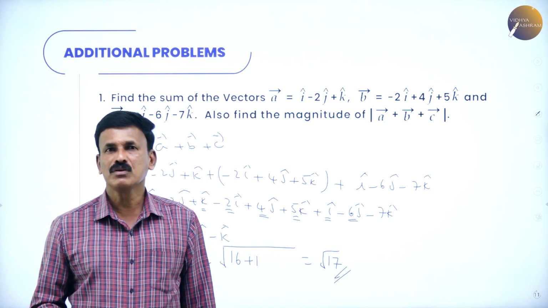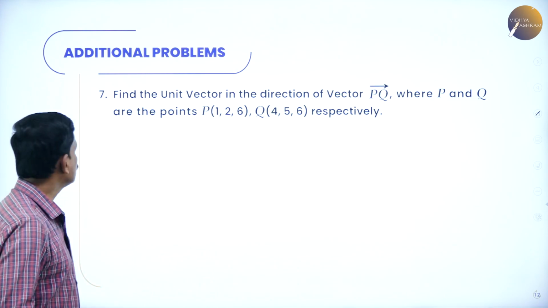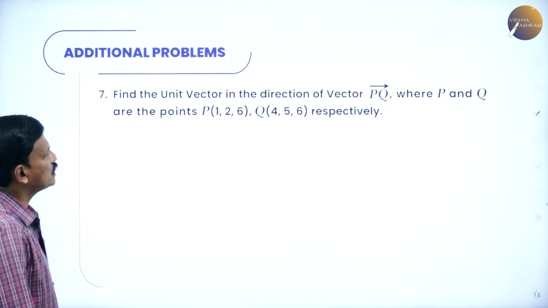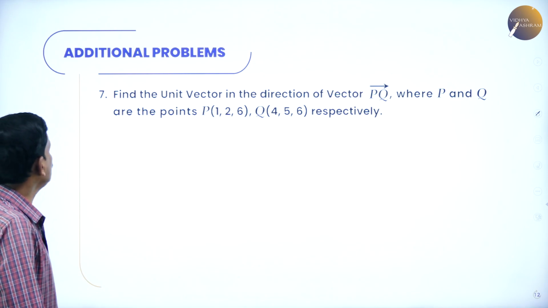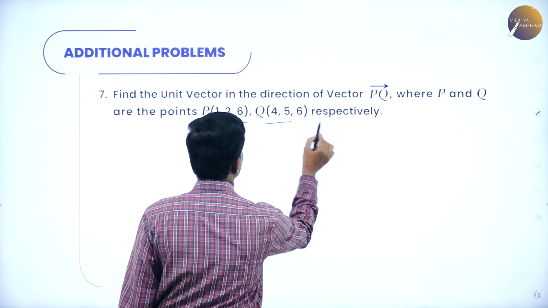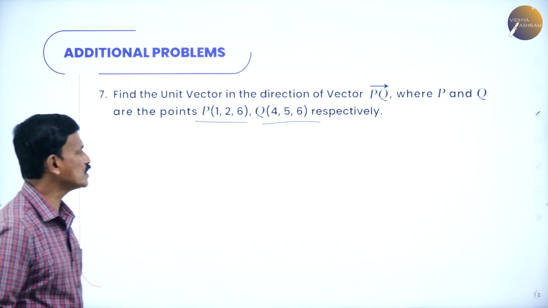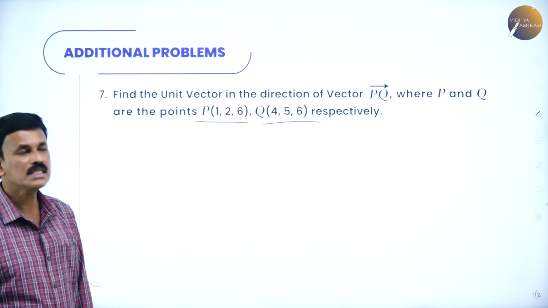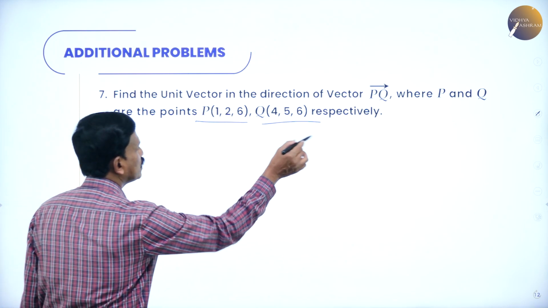Okay, hope you followed. Now let us come to the next problem. Find the unit vector in the direction of PQ, where P and Q are the points P = (1, 2, 6) and Q = (4, 5, 6) respectively. Now what is given? Write down the position vector.